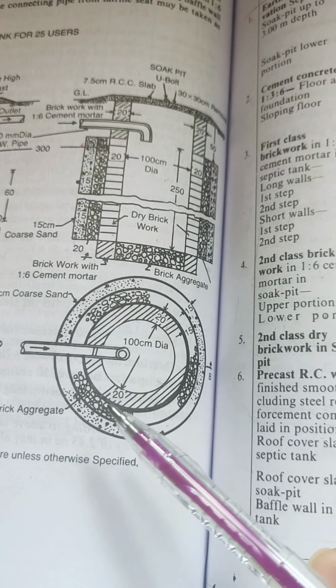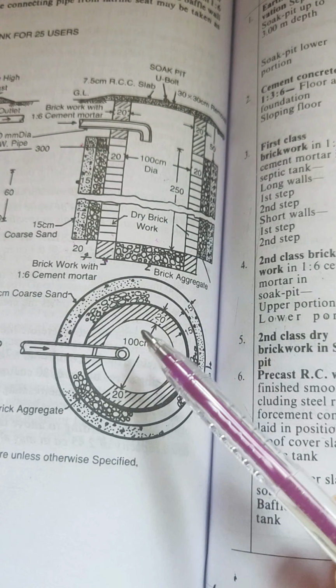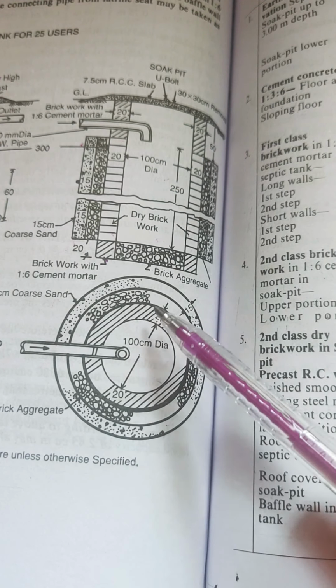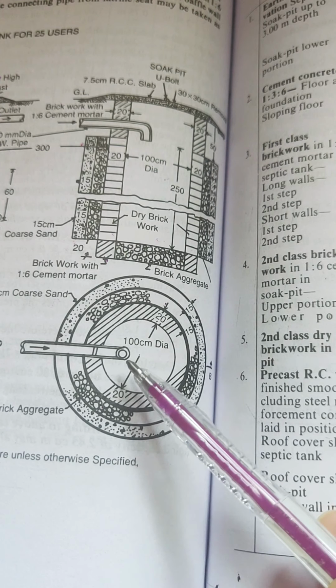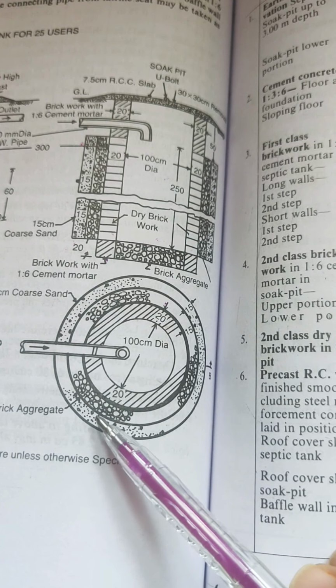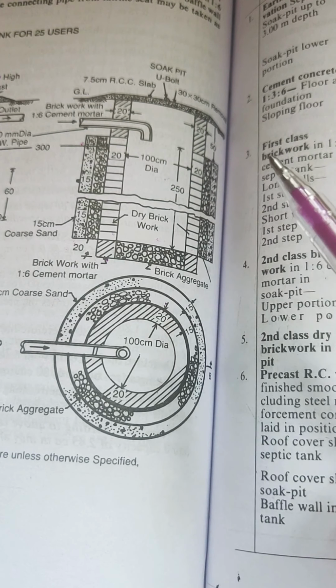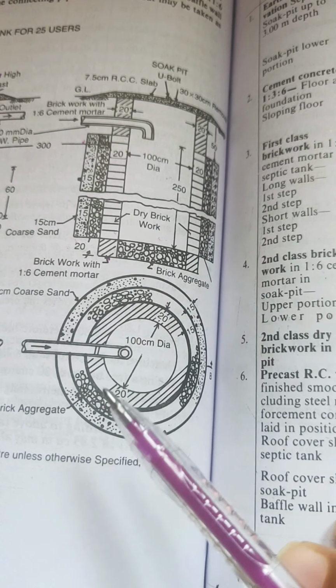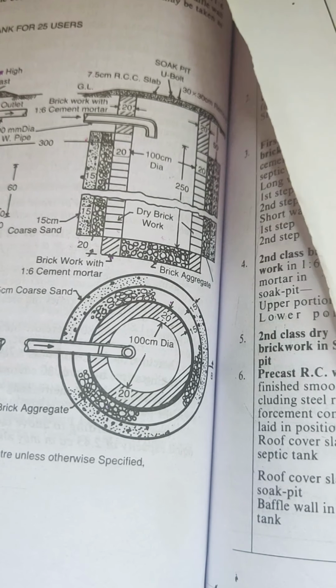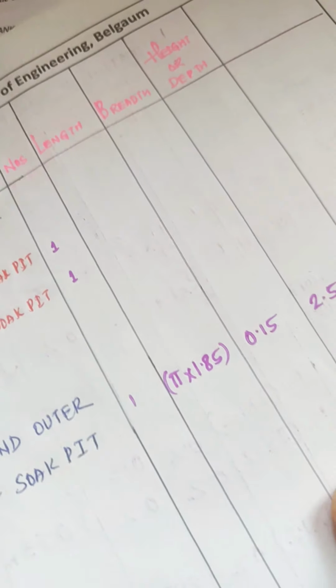Start from this side. 100 plus, up till here I know it is 140. Then add 15 here, 15 here. So 140 plus 30, 170. 170 plus 15 by 2. 15 by 2 means what? We have to add 15. So 170 plus 15 is how much? 185. So 185 centimeter is 1.85 meter.